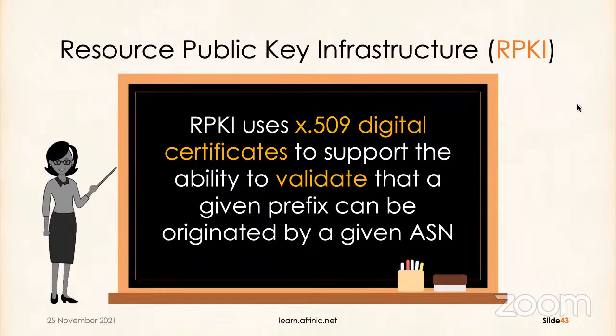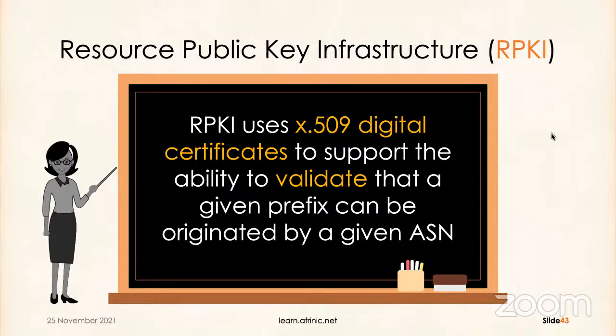So RPKI uses, as in the previous graphic where Mary was trying to connect to the server, the public certificate, which is actually an X.509 digital certificate. And this is what RPKI uses also. But instead of using it to attest to identity, like the way the server says, I am the server, I am learn.afrinic.net, connect to me, this one is typically used to show that these resources have been allocated to you by this RIR, and that on this ASN, you can use this resource to announce this prefix.